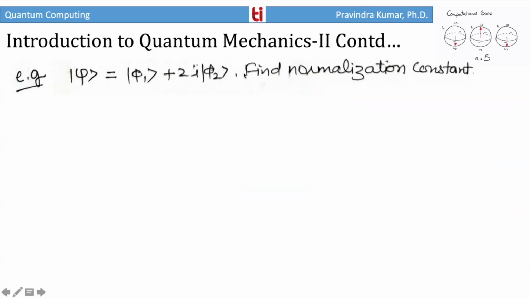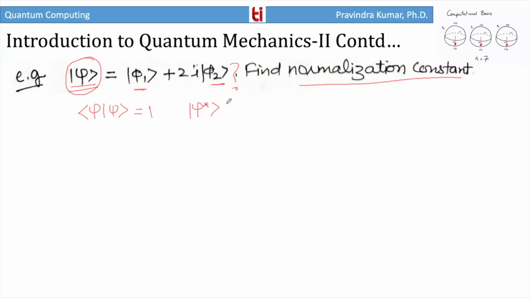Now let us take one example. If the quantum system psi is represented as a linear combination of two bases phi 1 and phi 2, as psi is equal to ket phi 1 plus 2i ket phi 2, is this a normalized state? And if not, then find the normalization constant with which we can say that this quantum system psi is normalized. So if psi is normalized, then we can say the inner product of psi with itself will be equal to 1. Or you can say bra conjugate psi and ket psi integration d tau should be equal to 1 if this is normalized.